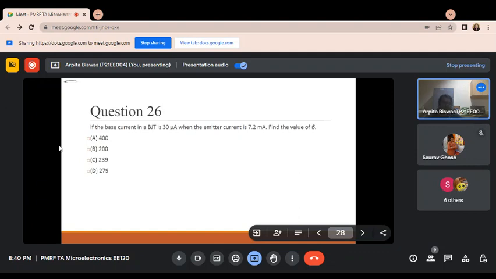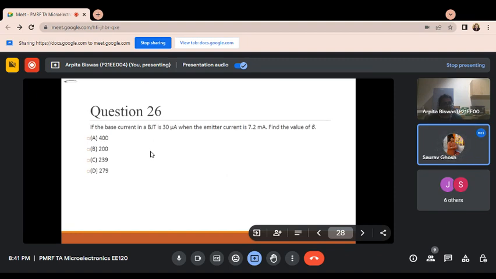What is the value of beta? Here IB is given and IE is given, and you have to calculate the value of beta. And beta is IC by what? Ma'am, option C, 230. Okay. Anyone else? Kavya, what is the right answer and how have you calculated? Ma'am, option C will be the right answer. Beta value is 239.